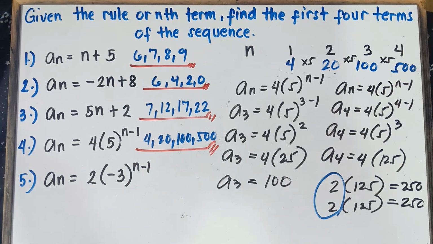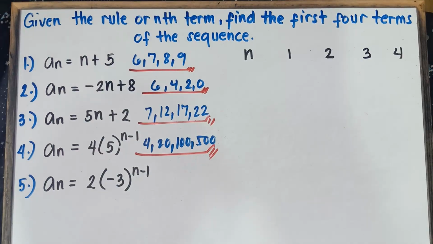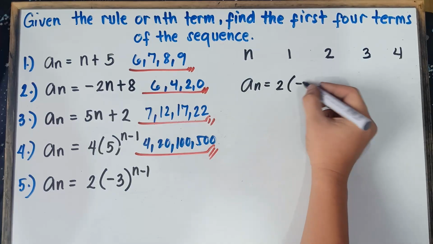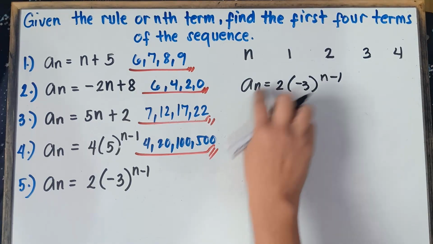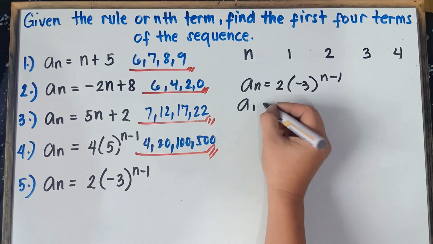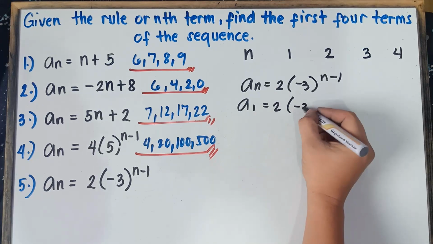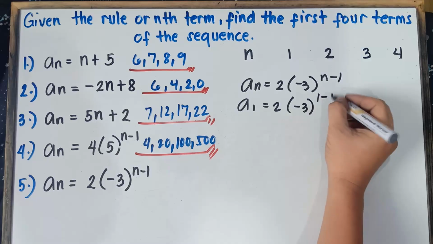Alright, so let's proceed now to our last example, example number 5. We're down to the last example, class. Our given is a sub n equals 2 times negative 3 raised to the power of n minus 1. So substitute the value of n. For our first term, a sub 1, we have 2 times negative 3, and our n is 1, so 1 minus 1.